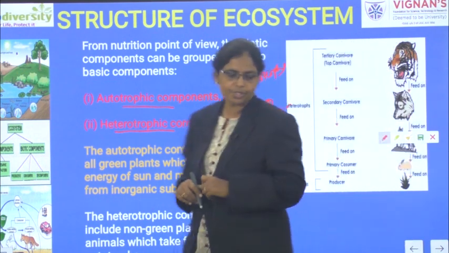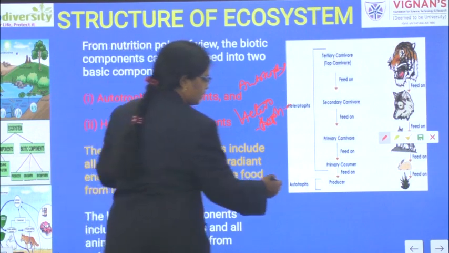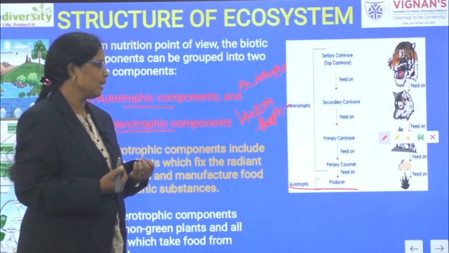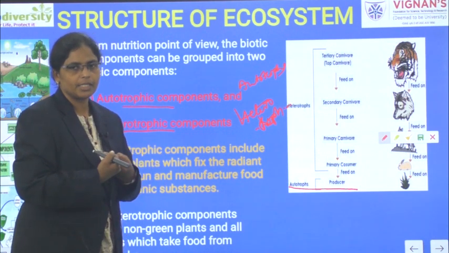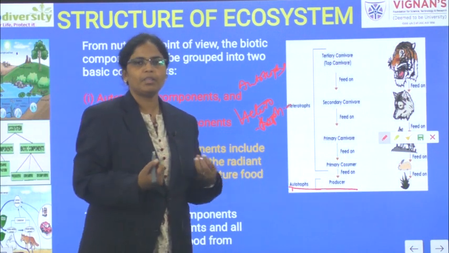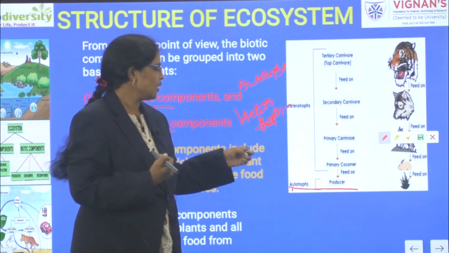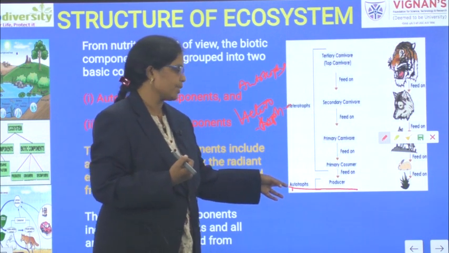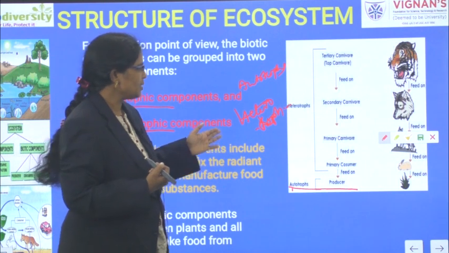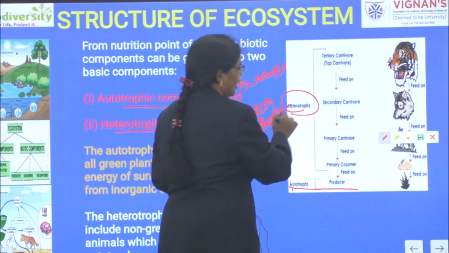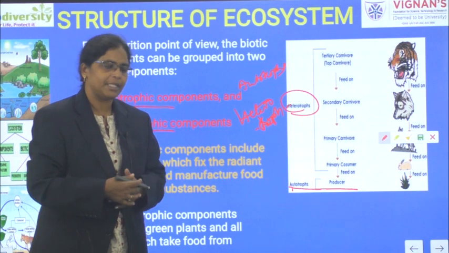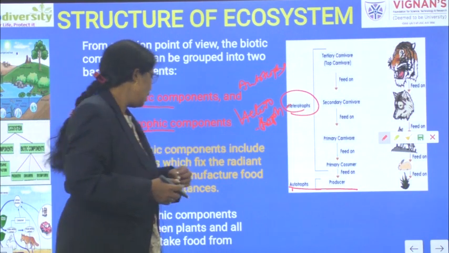So, here in this picture you can see autotrophs. The name indicates auto, self. That means self-preparing organisms. So, plants come under this category, autotrophs. They prepare their own food material, so that's why they are categorized under the autotrophs category. And the remaining consumers all come under the heterotrophs category. Heterotrophs depend on others for their food material. Such a category is called heterotrophs.